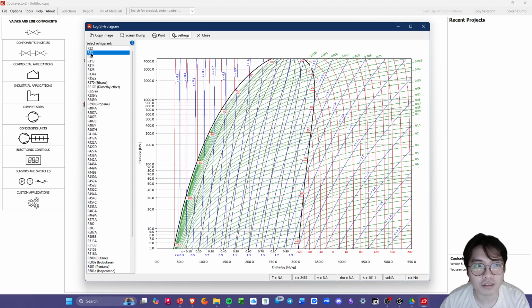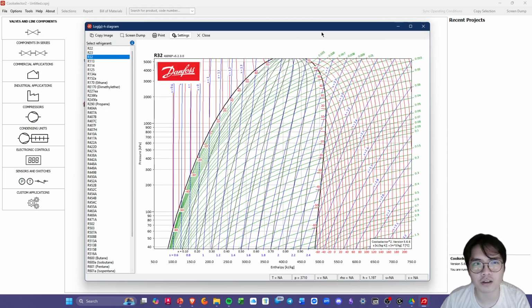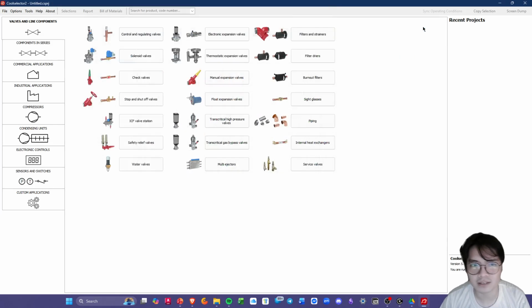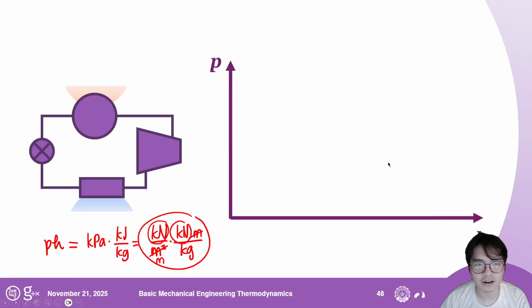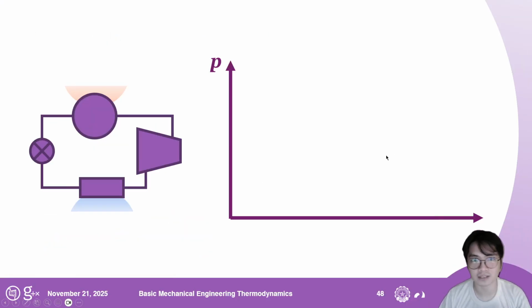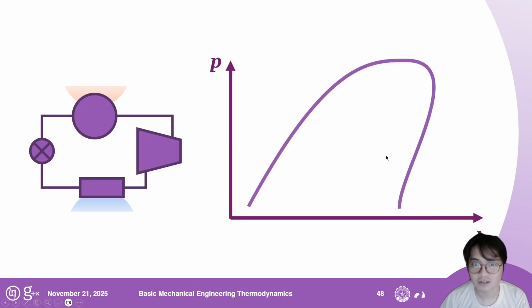I think R23 is the refrigerant that is coursing through my air conditioner, right? But I'm gonna have to check on that. Either it's R23 or R32. But anyway, right? We go back here. The thing with the pH diagram is that you guys have seen it, right?